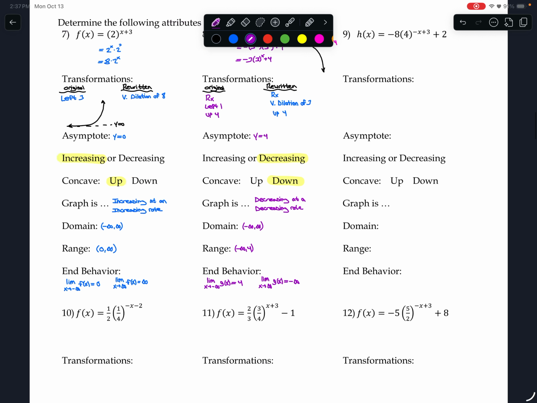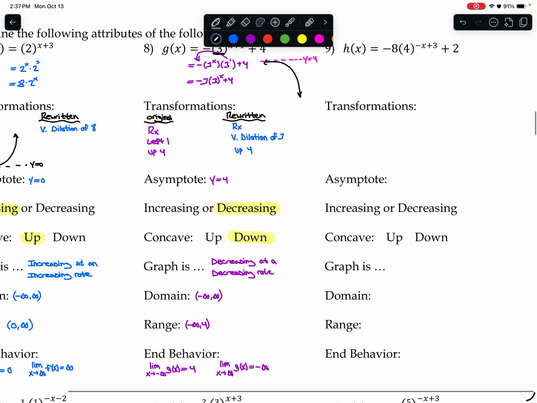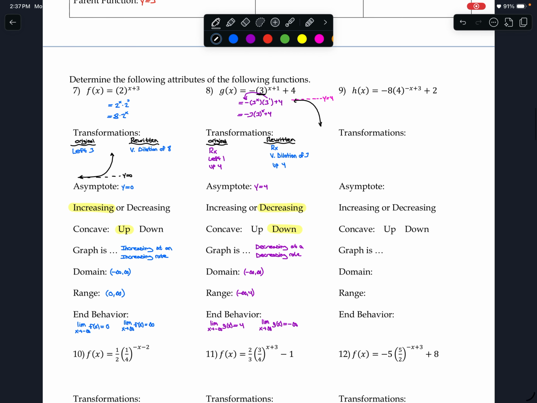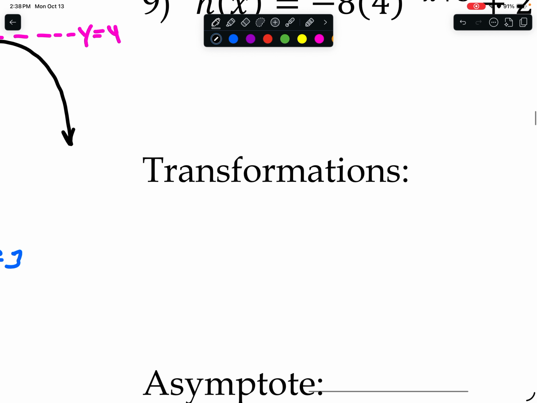All right, so now let me take a quick sneak peek at these other ones to see if we can get a little bit of variation in here. I don't want to do the same thing. Okay, number 9 is going to be a good one to do. I would actually say pause here and try number 9 on your own. You can compare it to what I have on 7 and 8, but try it on your own first. So, transformations, once again, I'm going to do the original.